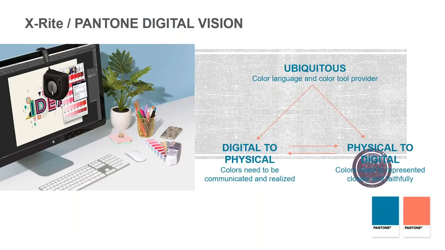So then connectivity, how do we bring all this together? Well, you've got one color language, right? So you start with the spectral curve at the inspiration stage and it goes all the way through to the final delivery, physical to digital, digital to physical. So all this digital information is really the guiding light for the physical process all the way through those 5 stages.